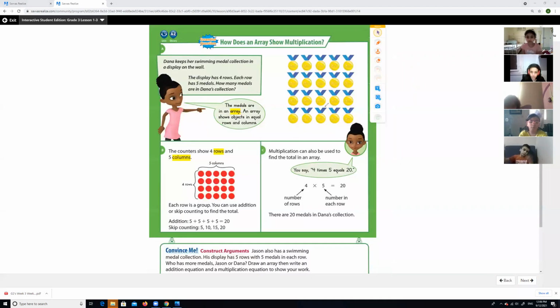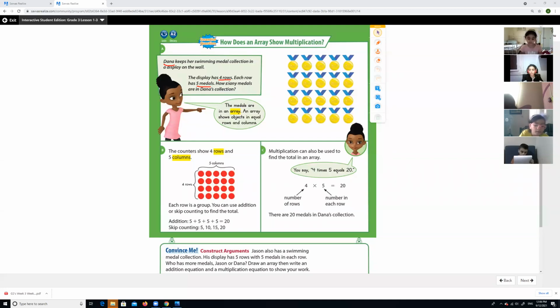Okay, so here let's read. Dana keeps her swimming medal collection in a display on the wall. The display has 4 rows and each row has 5 medals. So how many medals are in Dana's collection?